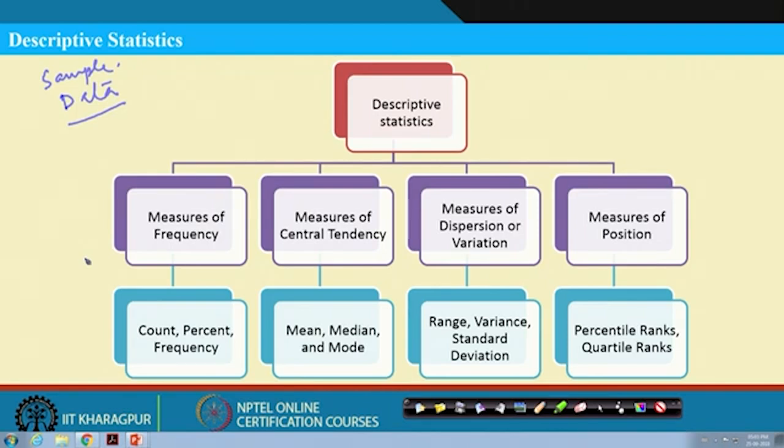So, there will be different kinds of measures. One is measures of frequency, then measures of central tendency, measures of dispersion or variation, measures of position. Under measure of frequency, you measure count, percent, frequency. Under central tendency, you measure mean, median and mode, and under measure of dispersion, you measure range, variance and standard deviation, and under measure of position, you basically measure the percentile ranks, quartile ranks and something like this. So, I will not be discussing all those things, but for your benefit, some of the things will be discussed today, and the rest of the things you please study yourself.